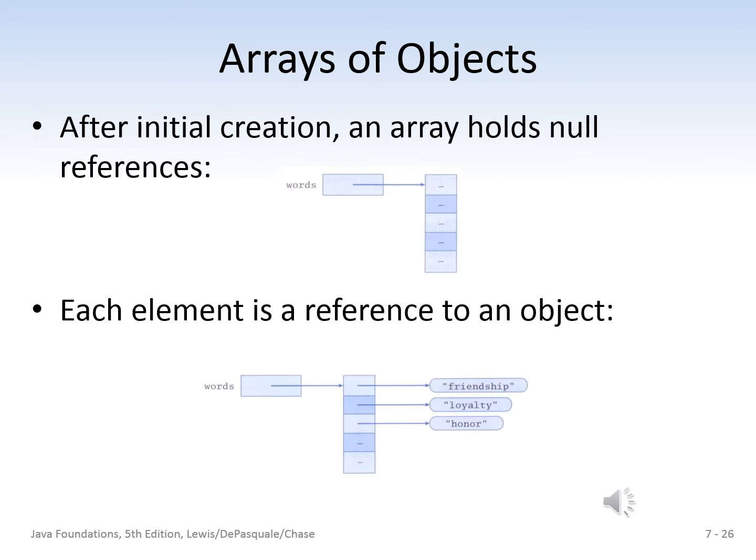Here we have 2 depictions of an array. After initial creation, an array holds null references, and each element is a reference to an object that needs to be instantiated.